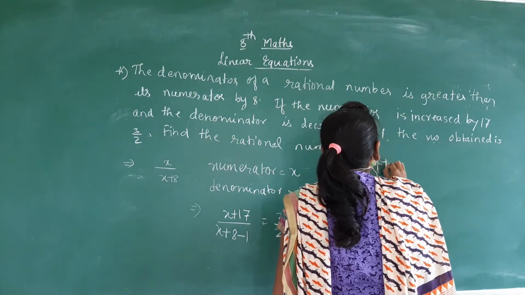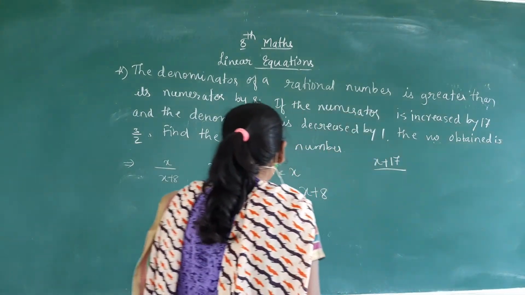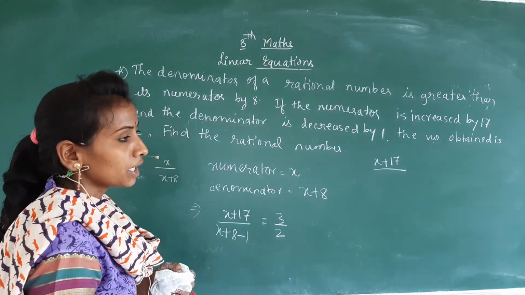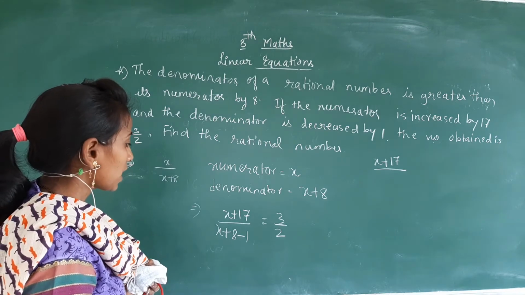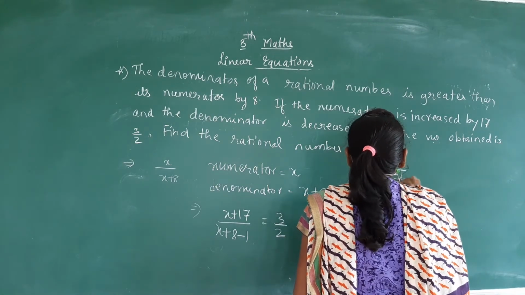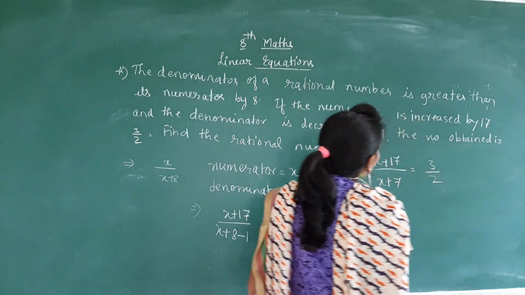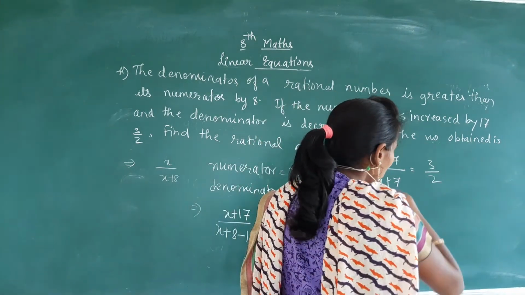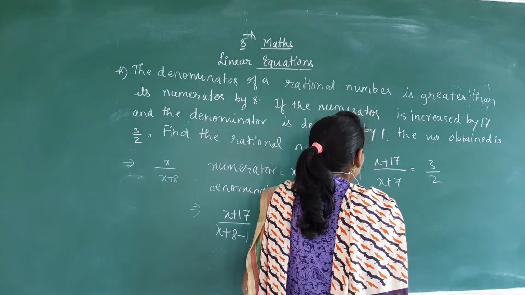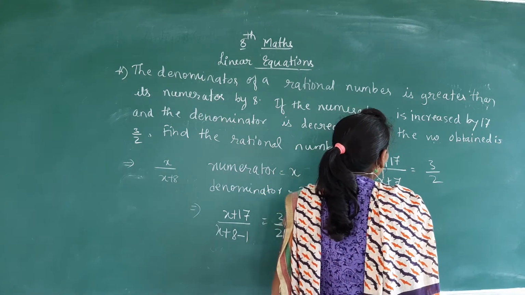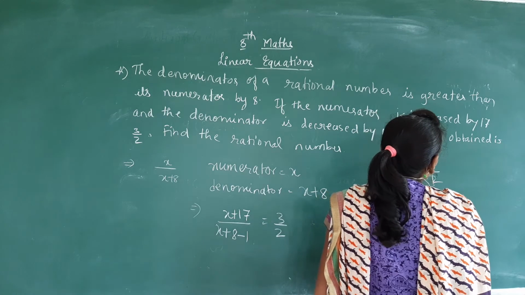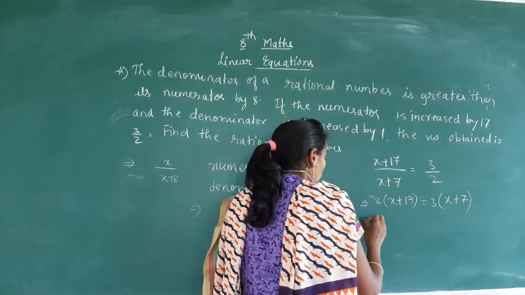That is, x plus 17 I am keeping as it is. Here in the denominator, x plus 8 minus 1 is there. Here 8 and 1 are the constants; subtracting 1 from 8, x plus 7 is coming, equal to 3 by 2. Now I am doing cross multiplication. That is, 2 is multiplied by the numerator: 2 into x plus 17 is equal to 3 into the denominator x plus 7. Now solve for x.